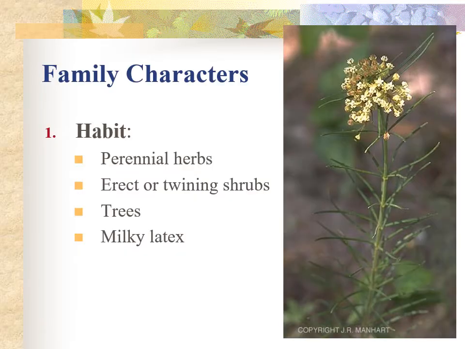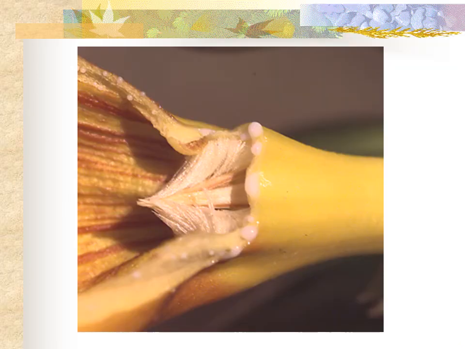So as you can see, we have quite a diversity of habit in this family, from perennial herbs to erect or twining shrubs to even trees. One thing that is quite common among members of this group is milky latex. In this photo, a portion of the flower has been torn away, it looks like, and we can see the milky latex escaping from that tear.